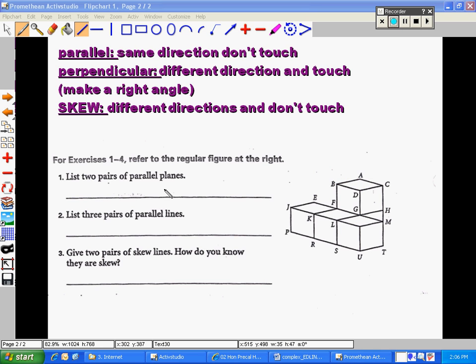For number 1, I need to list two pairs of parallel planes. It takes 3 letters to make a plane. Think about planes as levels. For example, on the ground level, we have 3 letters, S, U, V. A plane parallel to that would be above it, L, G, M. Those two planes are parallel.